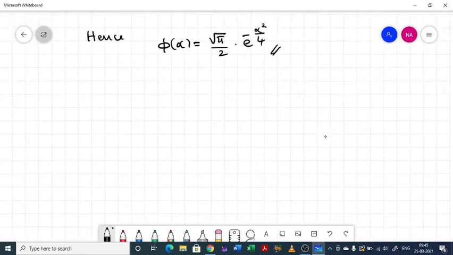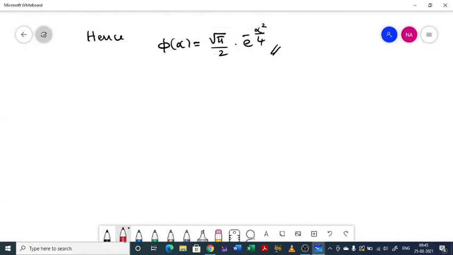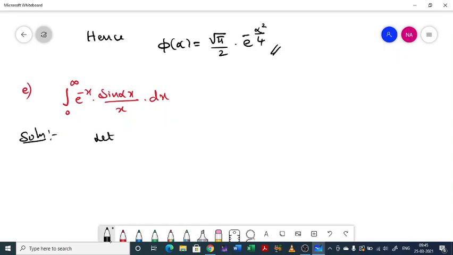So we discussed 4 problems here. Let us discuss one more, problem E. So here evaluate integral 0 to infinity e power minus x into sin alpha x divided by x dx. So this is what we need to evaluate. Let us see. As usual, solution. Let phi of alpha be integral 0 to infinity e power minus x into sin alpha x divided by x dx.